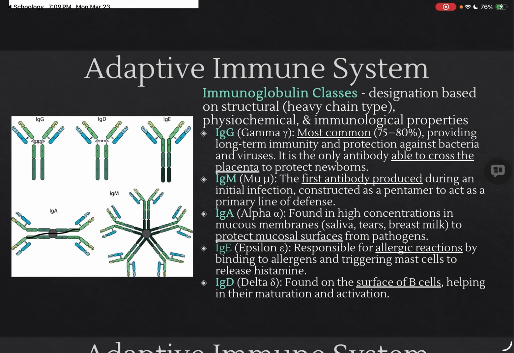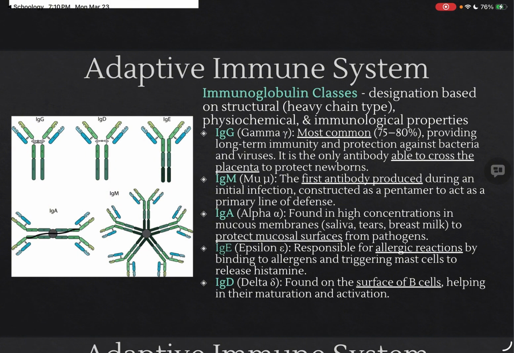Our immunoglobulin classes. These are designated based on their structural heavy chain type, physiochemical, and immunological properties. The two that you most definitely have to know, which were on our Jeopardy game today in class, are immunoglobulin gamma, or IgG, and immunoglobulin mu, which is IgM.